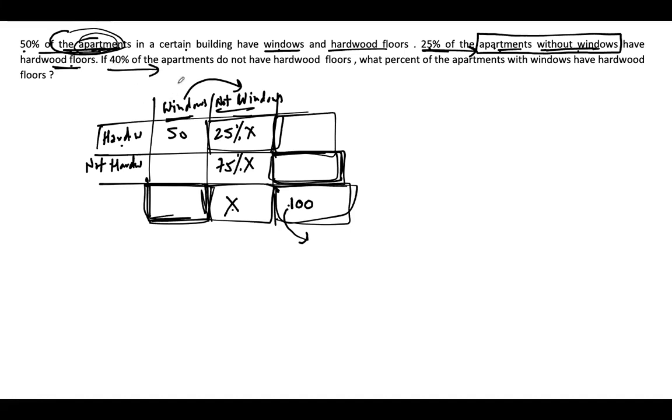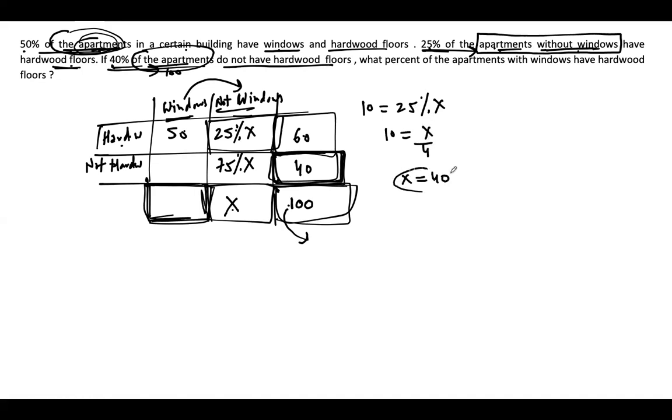If 40% of the apartments do not have hardwood floors, 40% of 100, what is this value? 40. If this is 40, then this value is 60. You know this is 50, and this box plus this box equals 60, so what is the value of this box? 10. So 10 is 25% of X. You know 25% is 1/4, so X by 4 is 10, and X comes out to be 40.